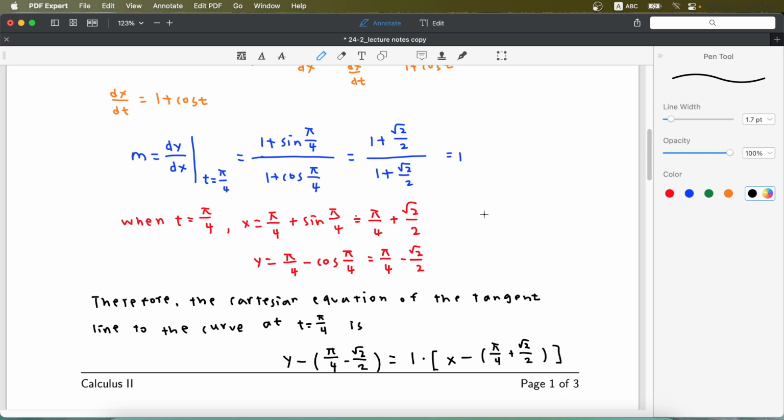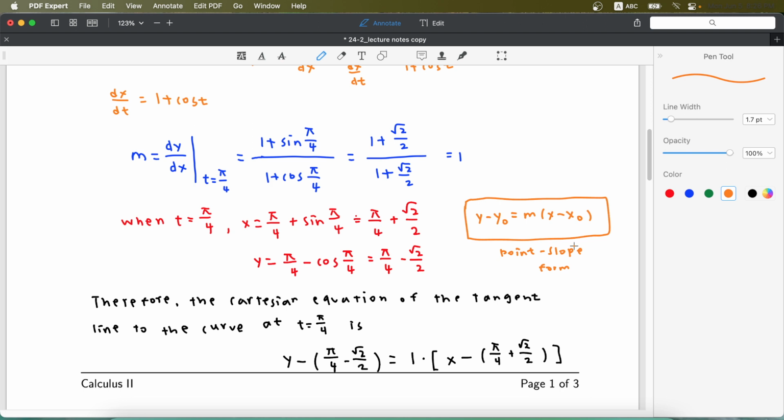So the general form should be y minus y0 equals slope times x minus x0. That's the general form for the point slope formula, the point slope form for the equation of a line.